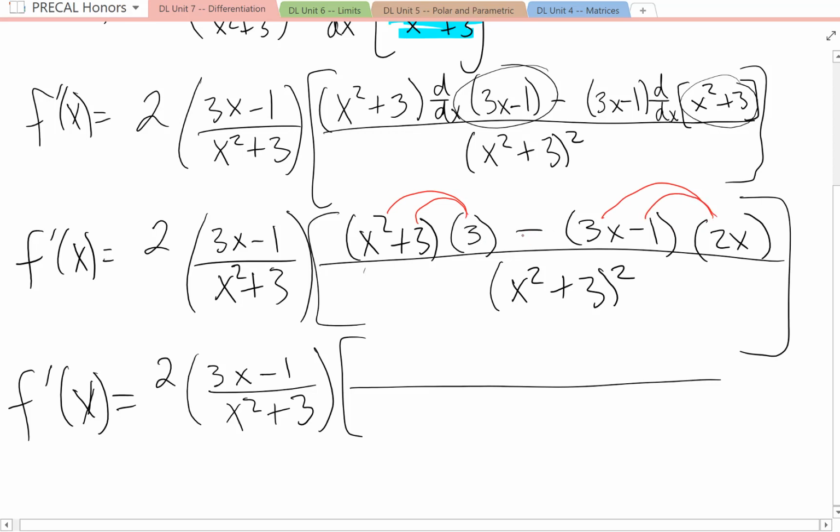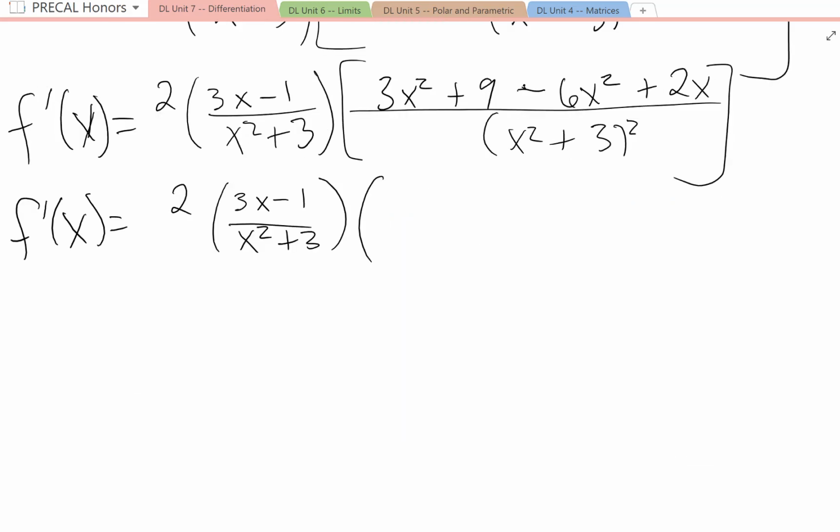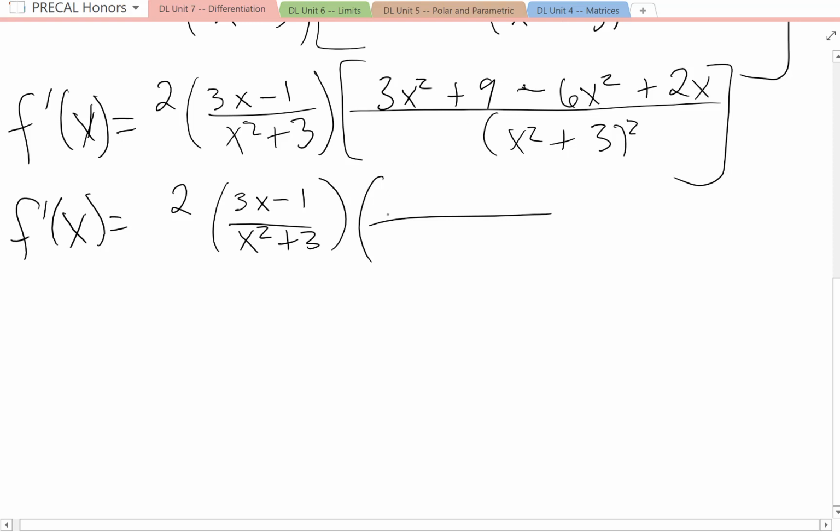I want to distribute this negative 1 at the same time that I distribute this 2x. So what I like to do is change this to a plus and then put the minus on the 2. So it's a negative 2x being distributed in. 3x squared plus 9 minus 6x squared plus 2x over x squared plus 3 squared. Combine like terms in the numerator. That's a negative 3x squared plus 2x plus 9.